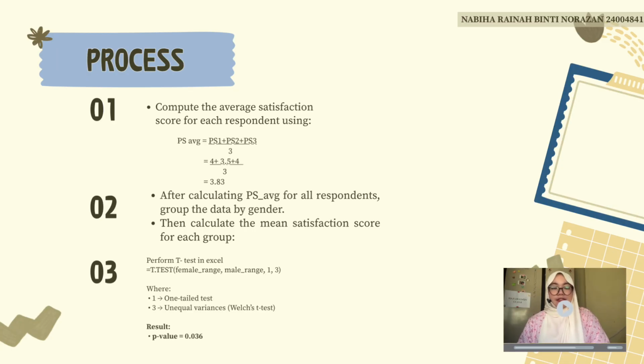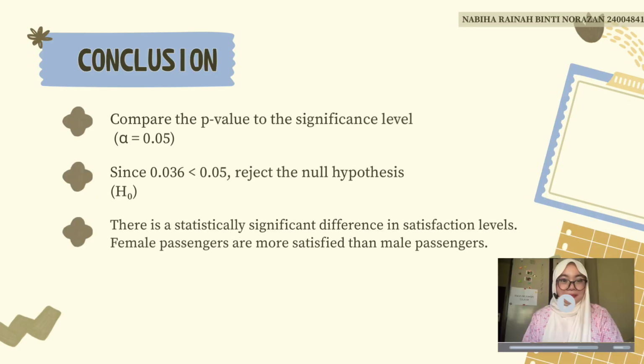Based on the data, the average satisfaction score for female passenger was 3.82, while the average for male passenger was slightly lower at 3.56. From the hypothesis test, we obtained a p-value of 0.036. Since this value is below the 0.05 significance level, we have enough evidence to support the claim that female passengers are significantly more satisfied than male passengers with the LRT service.